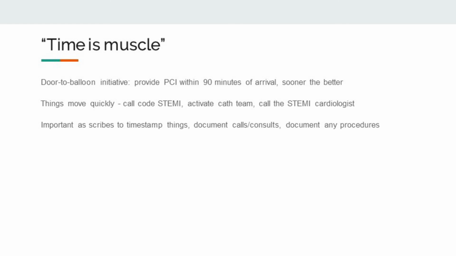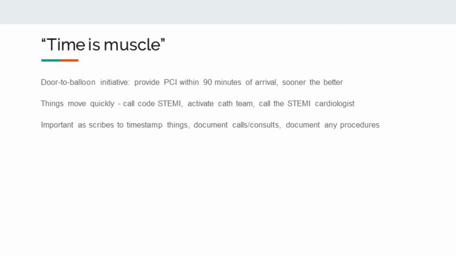That means in less than 90 minutes, we want to stabilize the patient in the ED, get them down to the cath lab, thread a catheter up to their heart, identify the occluded artery, and deploy a balloon to open it back up, then leave a stent in it so it stays open. Things move quickly once a STEMI is identified.